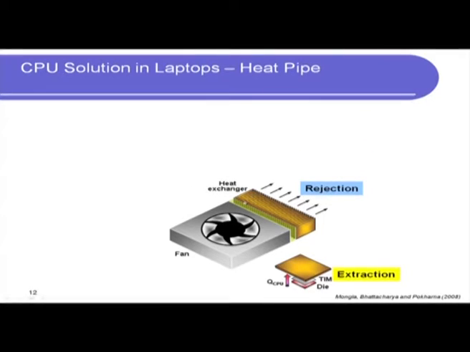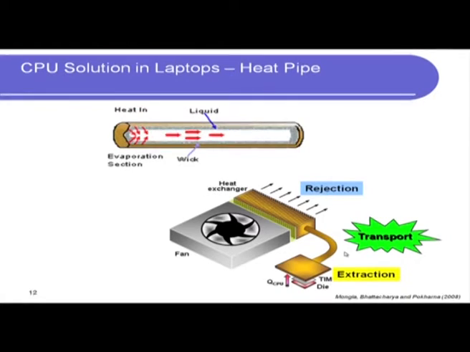However, I cannot put the fan and heat exchanger right at the CPU location. Why? Because I do not have the space. So I have extraction at one place, rejection at another place. I need to connect them with minimal temperature drop, and the way to do that is using a heat pipe. And the way a heat pipe works, you have already seen through that animation. So this today is one of the most common applications of heat pipes.